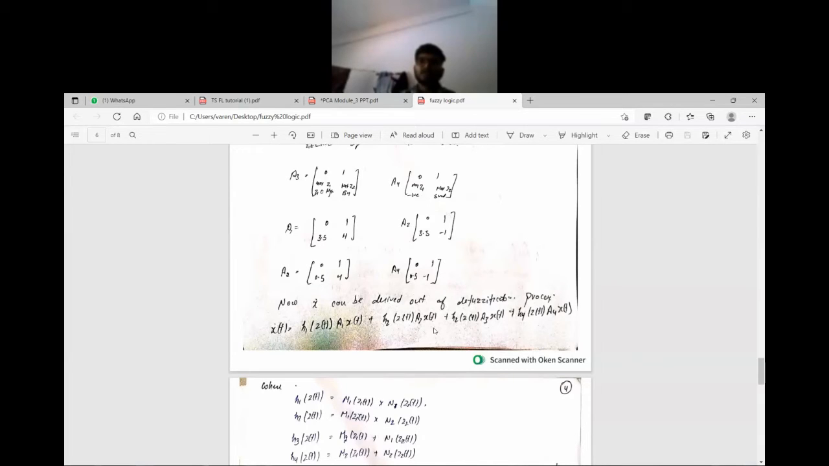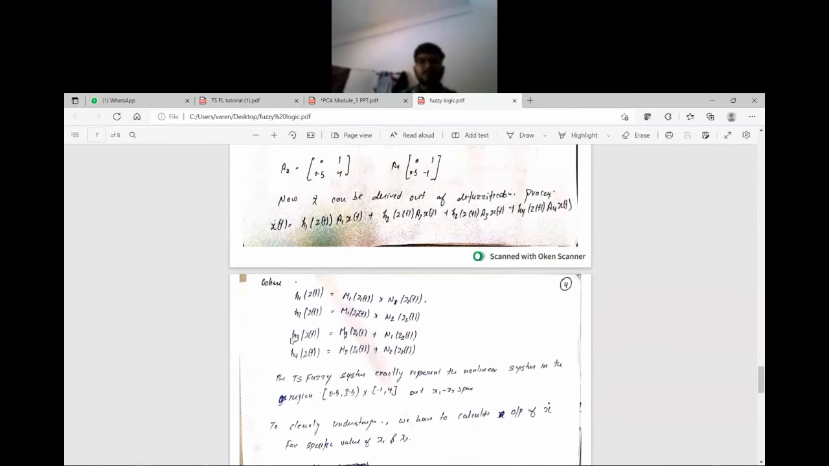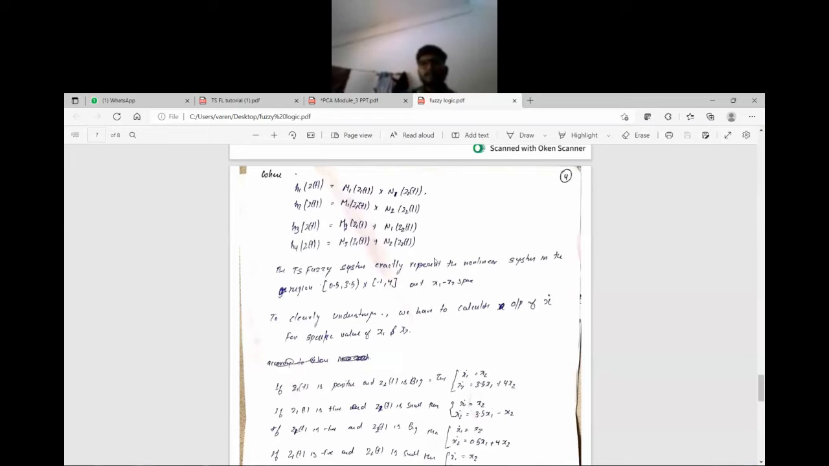The Takagi-Sugeno fuzzy model exactly represents a nonlinear system in the region x1, x2, and this x1, x2 is a space. To understand clearly, we have to calculate the output of x dot for a specified value of x1, x2. For this we have to write this rule again. For this z1(t) is positive, z2(t) is big. For x1 equal to 2 and x2 become 2, positive is big, so 3.5 and 4 we have taken the value from this model.